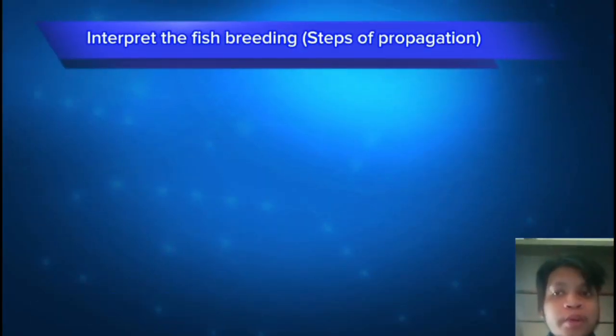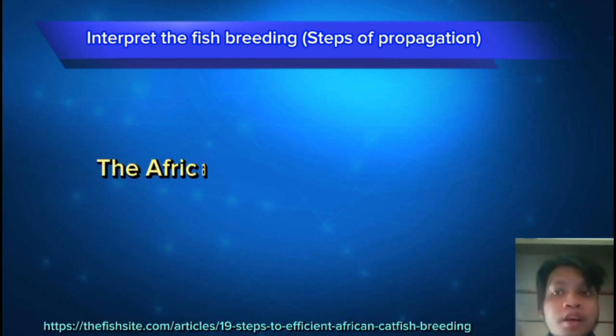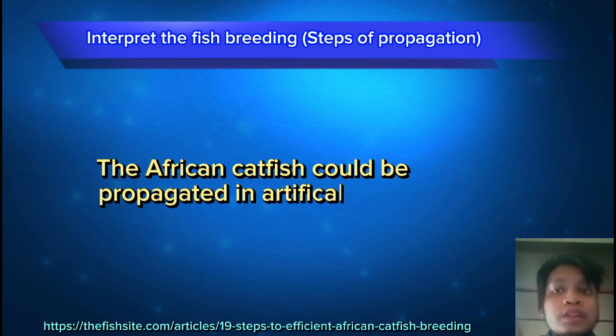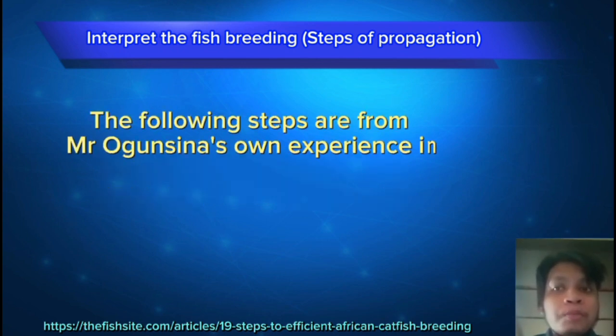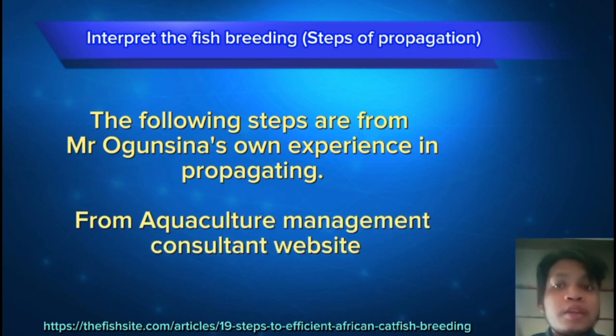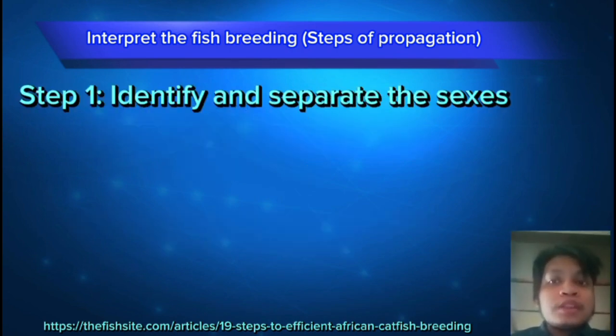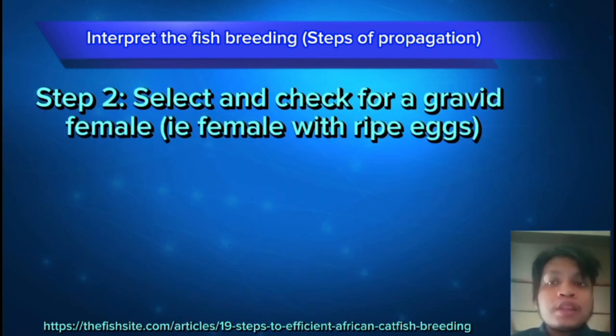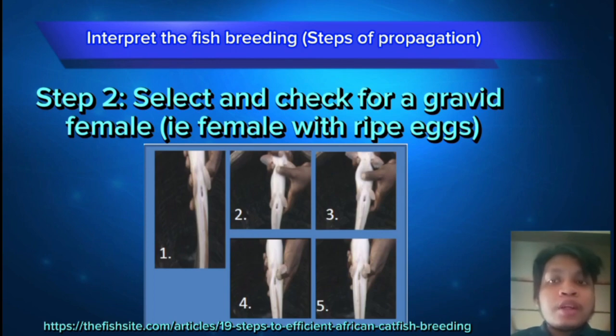Next, we go to interpret the fish breeding. The African catfish can be propagated in artificial ways. These ways are basic to the dynamic. The following steps are from Mr. Augustina's own experience in propagating. The first step is to identify and separate the sexes. Step 2, select and check for a gravid female, for example, a female at ripe age.